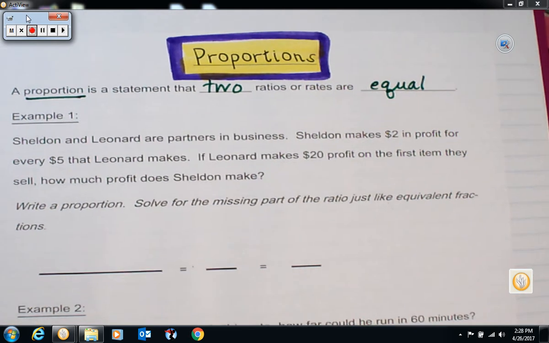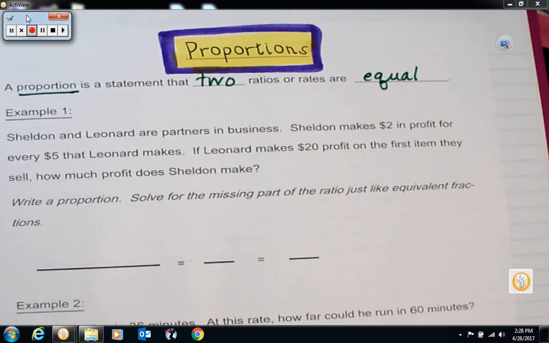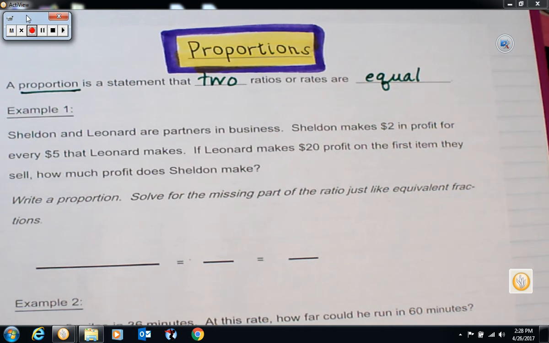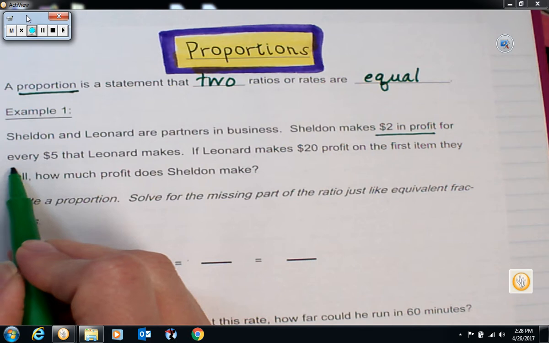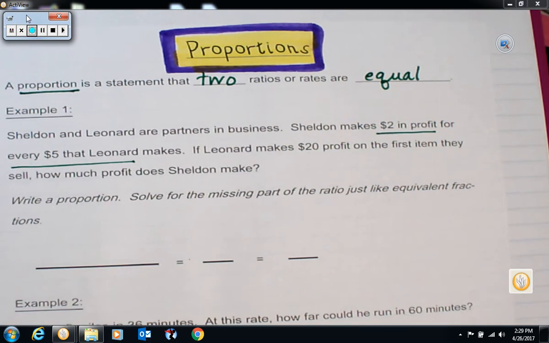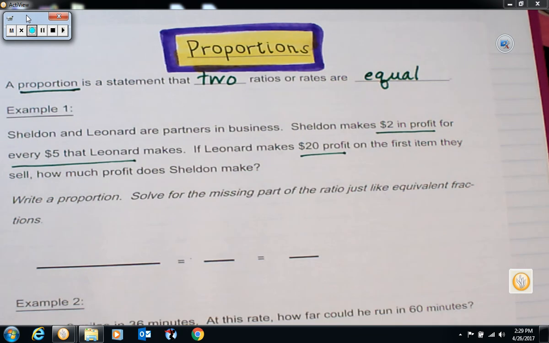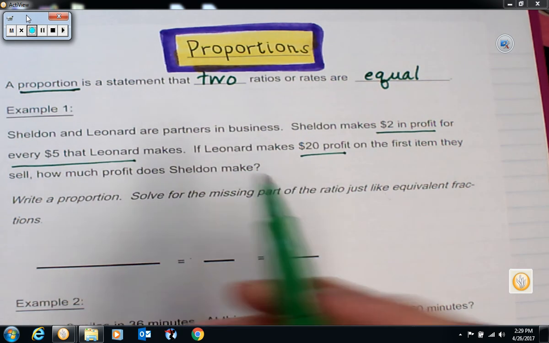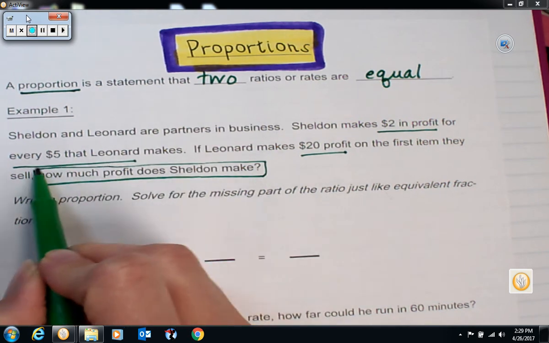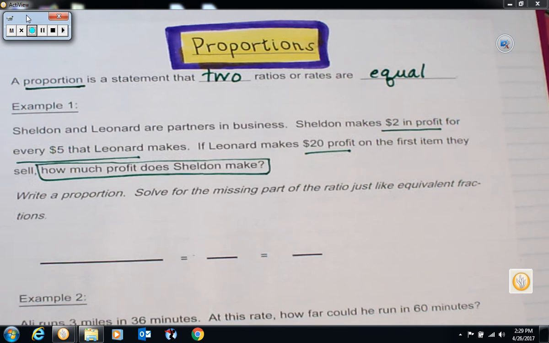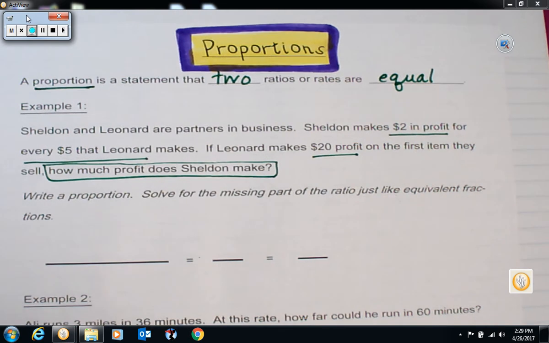And an example would be that Sheldon and Leonard are partners in business. Sheldon makes $2 in profit for every $5 that Leonard makes. And there's our first rate that it gives us. If Leonard makes $20 profit on the first item they sell, then you're looking for how much profit does Sheldon make when Leonard makes $20 profit. So this one, the first one, the numbers work out pretty nicely.